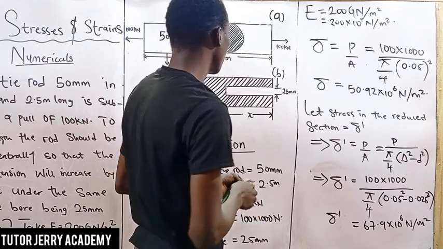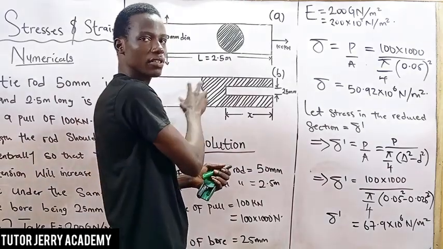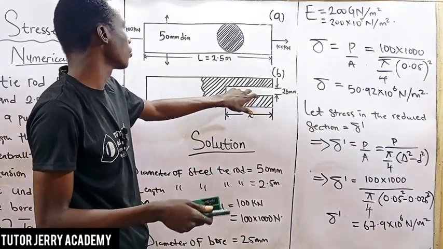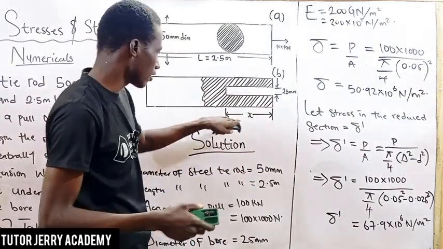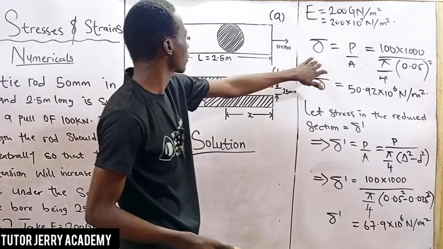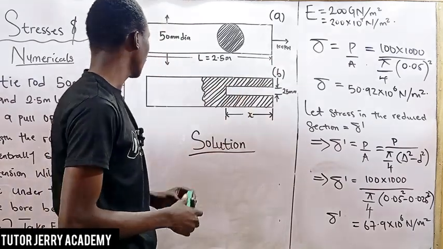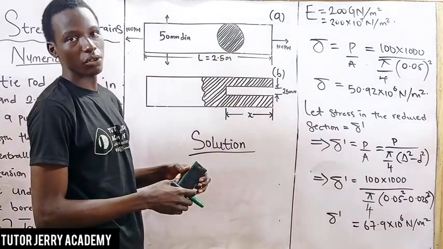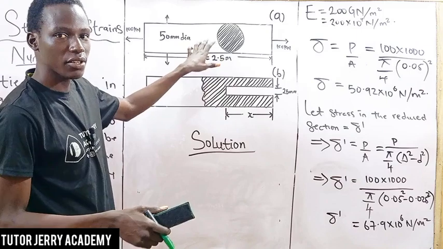Next, we are going to be looking for the change in length of both this section and the reduced section. When we do that, it will be equal to the overall extension. So I'm going to wipe this side off. I've gotten the stress of the solid section and the stress for the reduced section. Next, I'm going to be looking for the extension, that is the change in length, of this section.